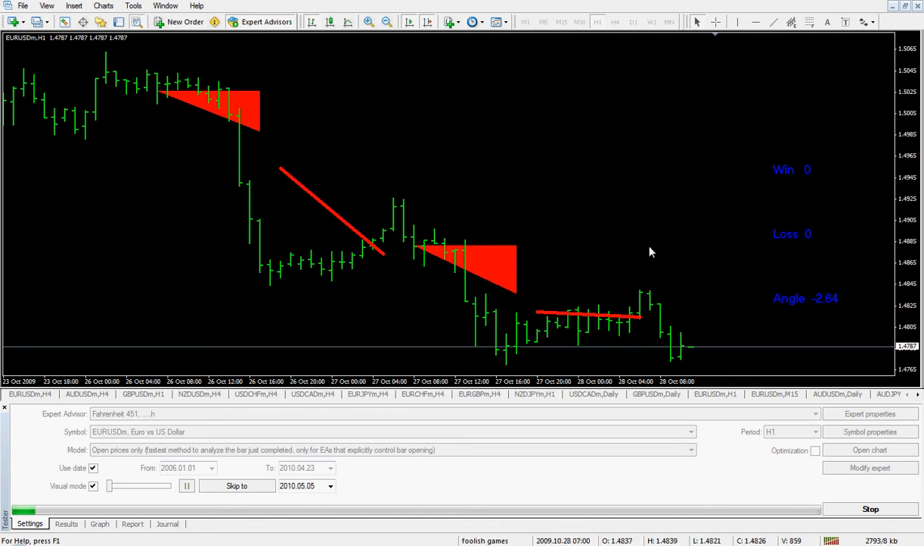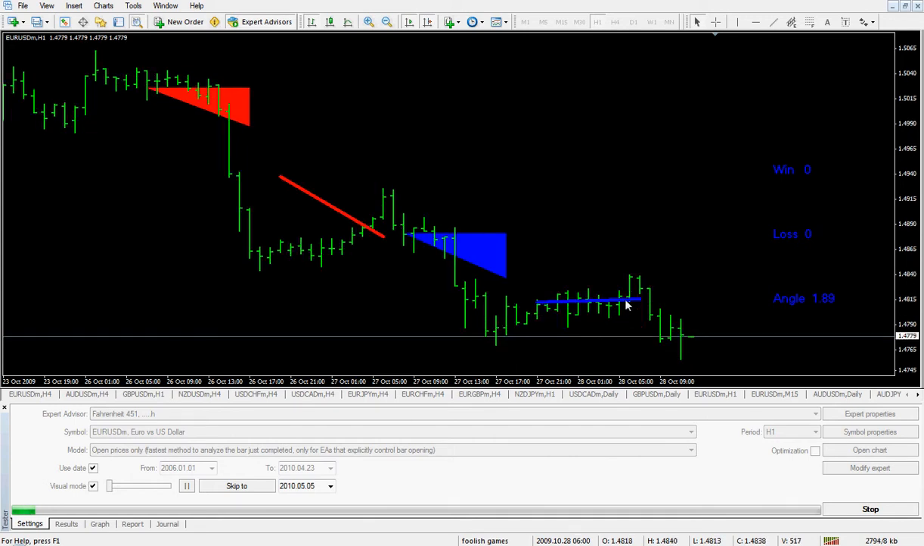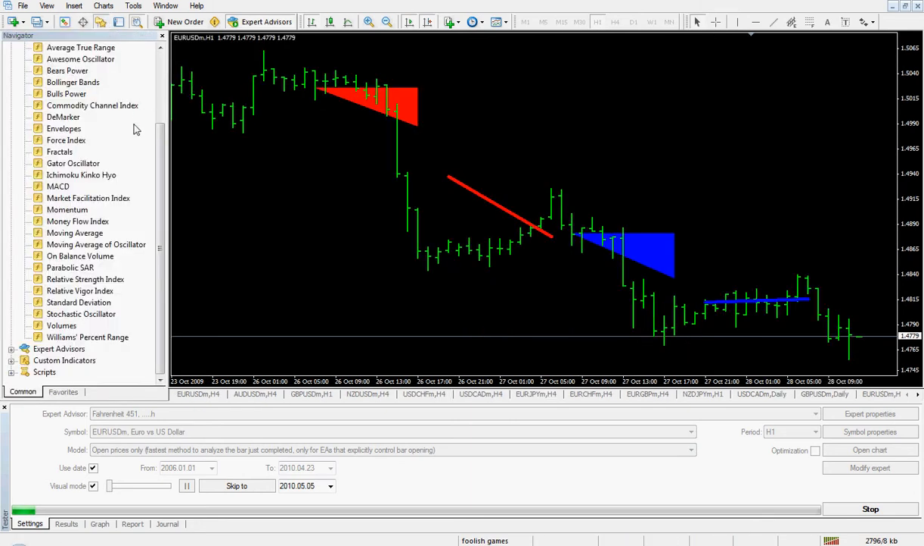just for first view. When the angle turns positive, the line will turn blue. That's just visual. Oh, there we go. Talk about timing. Look, 1.89. That's 1 degree, about 2 degrees. When it turns negative, it's going to be red. That's just visual. Let me put the moving average on there.